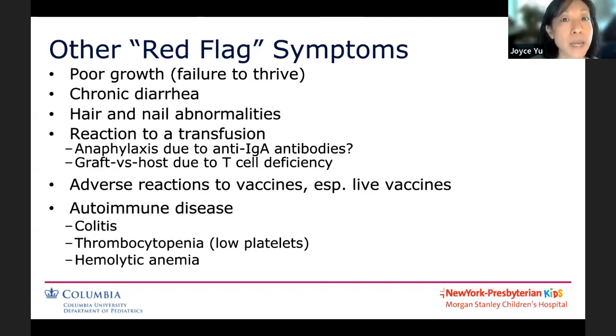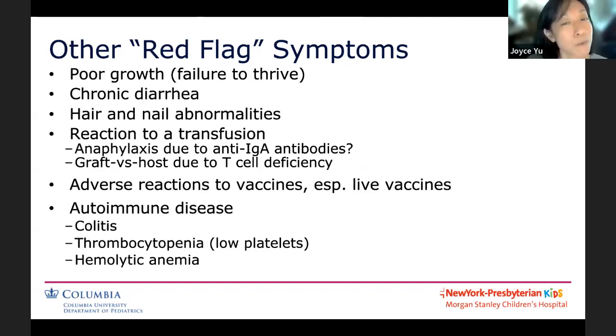Things that you may not think about are, for example, especially in children, poor growth, which we call failure to thrive, or maybe an adult who is not gaining weight, or having lots of weight loss, or sudden weight loss. That may be a sign of something going on. Chronic diarrhea may be a red flag symptom. Having hair and nail abnormalities. Or, for example, having a transfusion reaction.